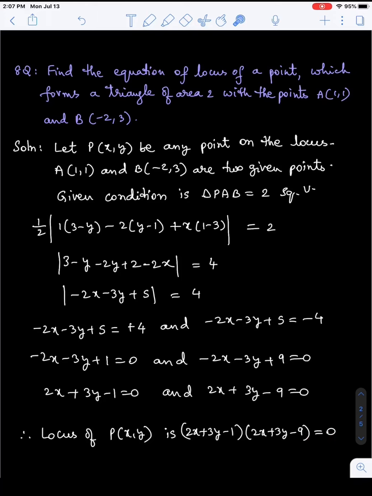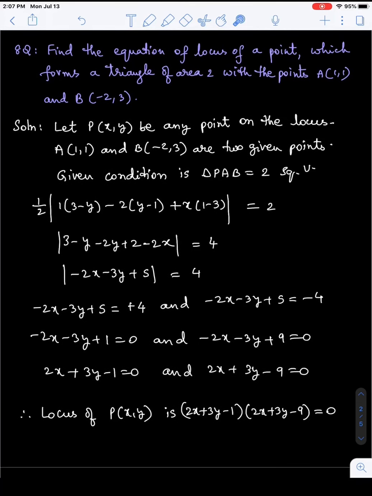This is the equation. No? That's why LHS and RHS both are seen in every problem. Don't forget to put equal to 0 every time.